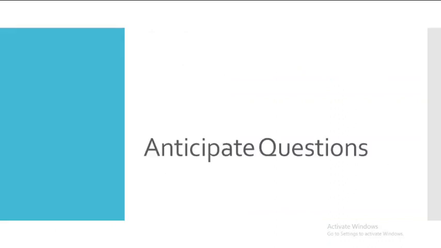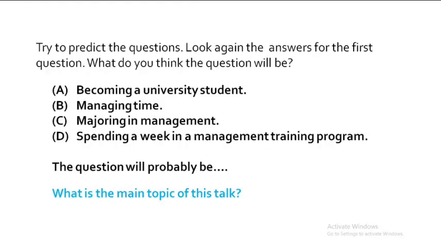The next is anticipate the question. Try to predict the question. Look again at the answers for the first question. What do you think the question will be? From the answer choices, the question will probably be, what is the main topic of this talk?